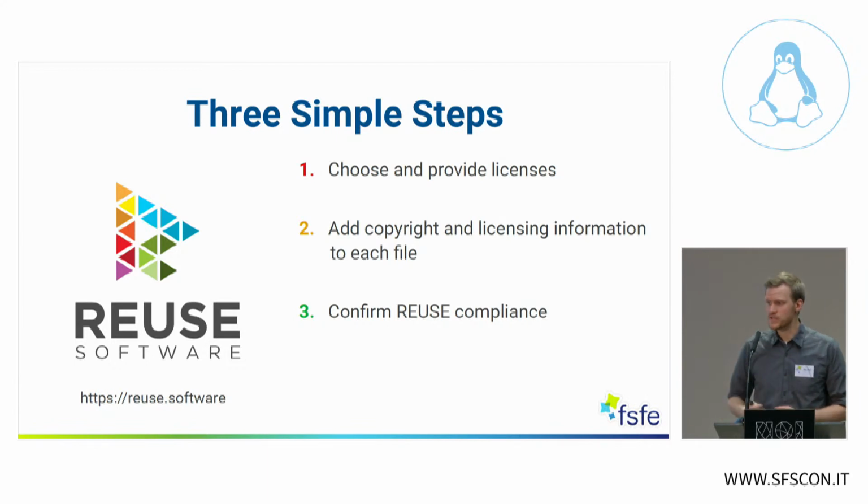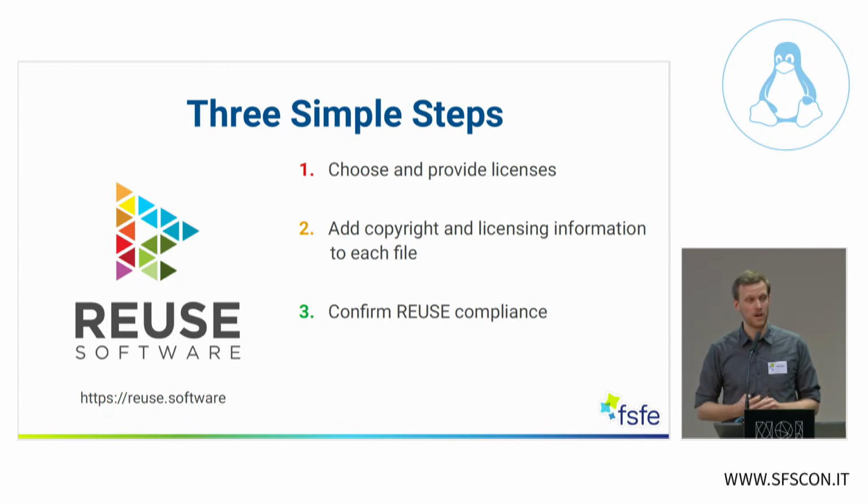So the ideas of these 3 simple steps are that you, first of all, choose and provide the license text. So that you settle down on one license and provide the full license text. Then the more complicated part, that you add copyright and licensing information for every file. So that we have a number of options which we will see. And the third step, again, is easy. You got to confirm whether your project then is REUSE compliant already. If not, then you go back to step 2, basically.